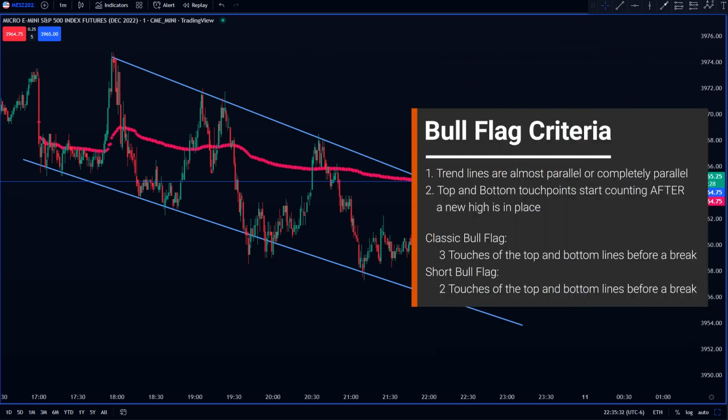One, trend lines are almost parallel or completely parallel to each other. Two, top and bottom touch points start counting after a new high is in place. Using our trendline criteria, note the 1-2 touch points and the line that I've already drawn.